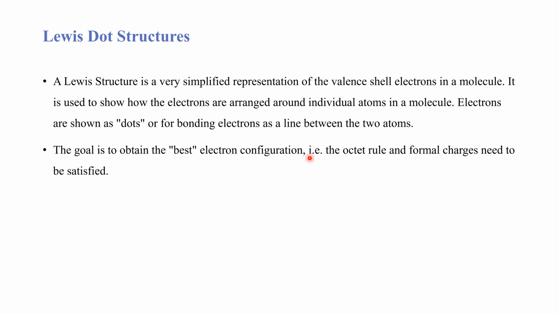So then we can draw the right mechanism. This is very important when you are writing and drawing the mechanism that you should draw the Lewis dot structure. So we will start with an example, and I will explain how we can draw the Lewis dot structure.